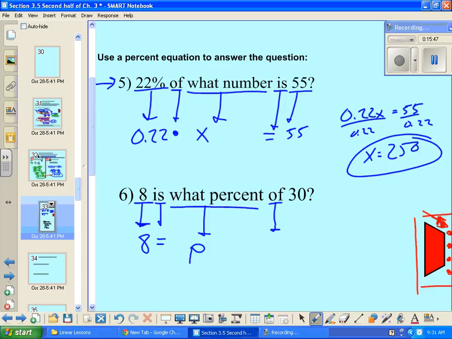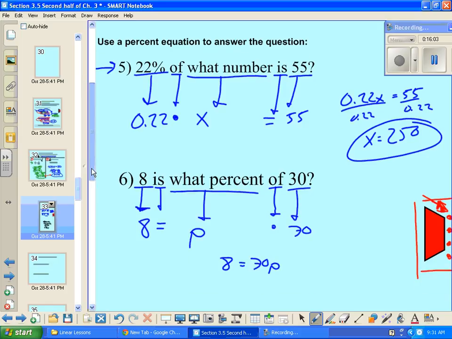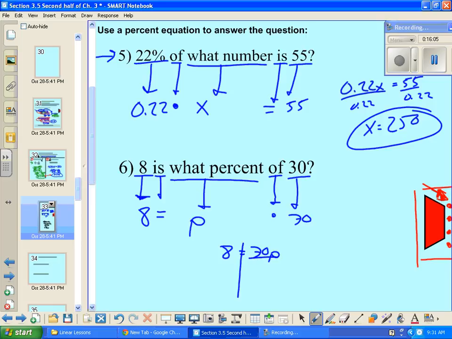The word of is going to be my multiplication sign. The number 30 is going to be the number 30 itself. So there's my setup for this problem: 8 equals p times 30. If I rewrite that a little bit, we would usually write that as 8 equals 30p. This may look a little more familiar then. And now if I'm getting p by itself, I'm going to divide both sides by 30.